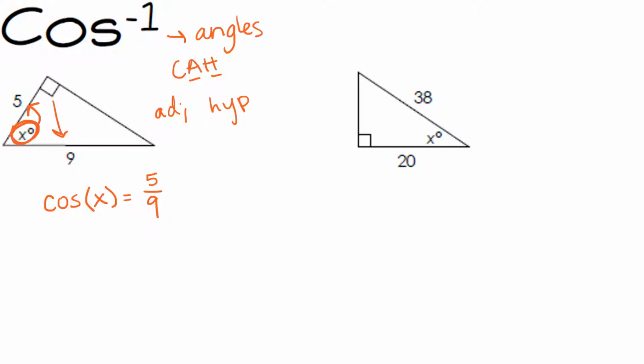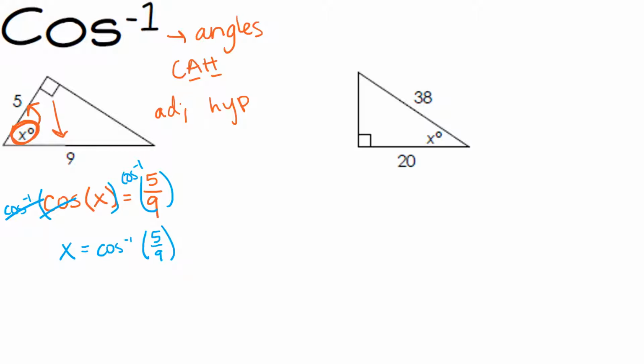Similarly to sine inverse, we've got to get rid of cosine. The inverse operation of cosine is cosine inverse. So again, we apply the inverse to both sides. On the left-hand side, the cosines cancel out, and I'm left with just an x. On the right-hand side, I have cosine inverse of 5 over 9.